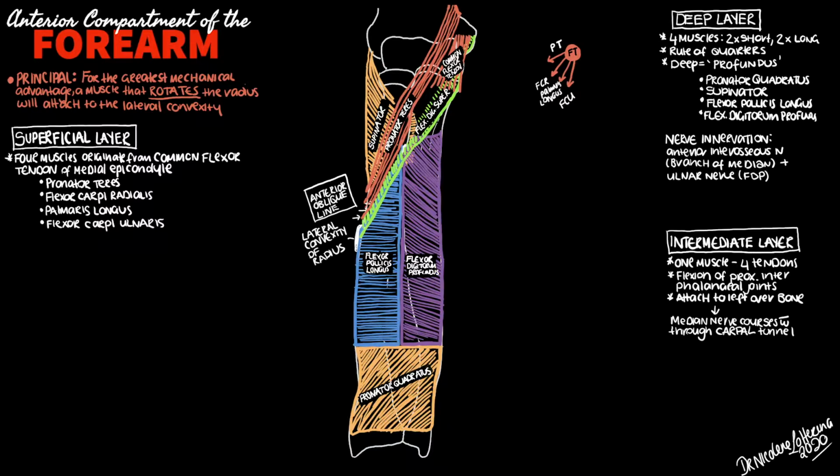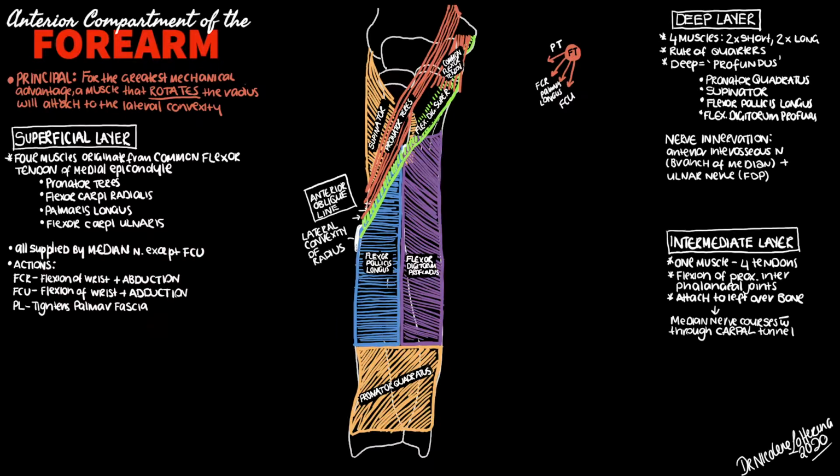A fun or interesting fact is that the palmaris longus muscle is actually going to be absent in about 15% of the population. So if we then consider the innervation of the muscles in the superficial layer, they are all supplied by the median nerve except for flexor carpi ulnaris. So the clue is if a muscle has the word ulnaris within it, it's going to be supplied by the ulnar nerve.